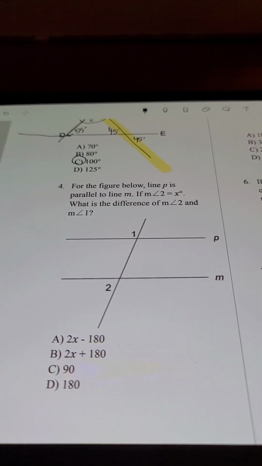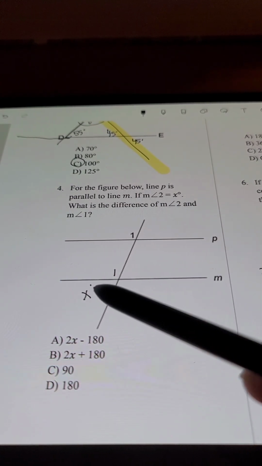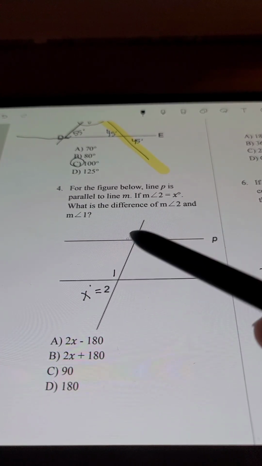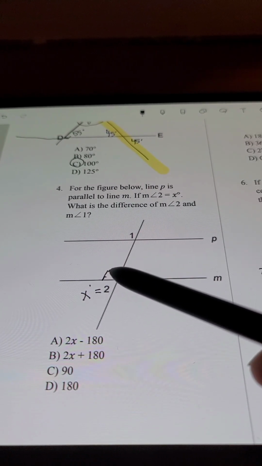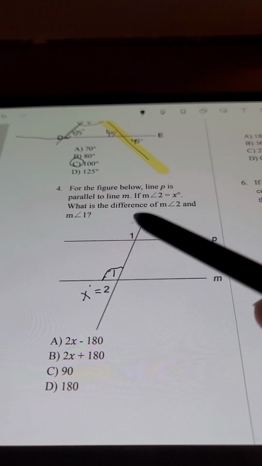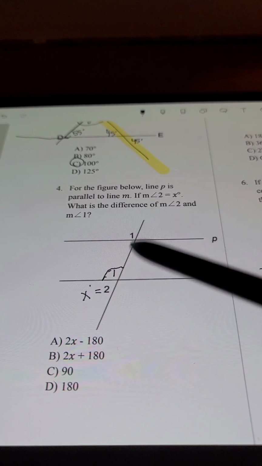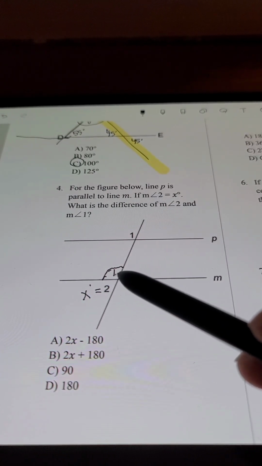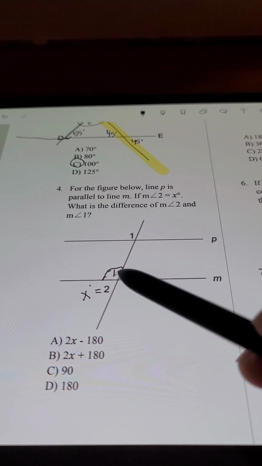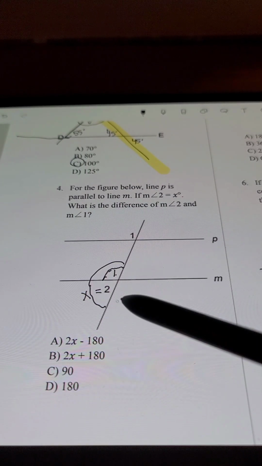Okay, pause to read number 4 if you haven't already. So I put in that angle 2 is equal to x degrees. I also went ahead and labeled that this angle right here, from here to here, is basically angle 1. They're equal because these are both top left on their respective lines. So I can say that angle 1 plus angle 2 add up to 180 degrees because they add up to a straight line right here.